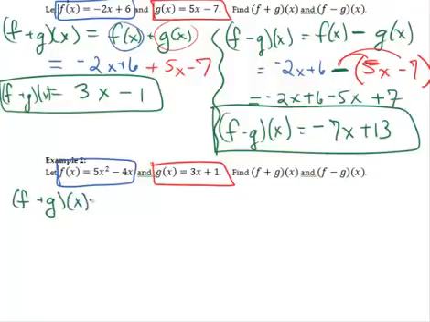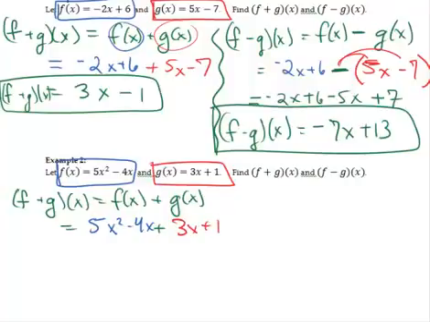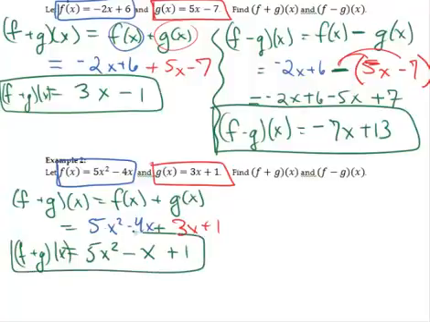F plus g. So f of x plus g of x. Substitute. 5x squared minus 4x and 3x plus 1. When we combine like terms to this, remember that like terms must have the same powers on their variables. So there's only one x squared term, so that one stays on its own, 5x squared. Negative 4x plus 3x is negative 1x plus 1. So f plus g of x equals that.